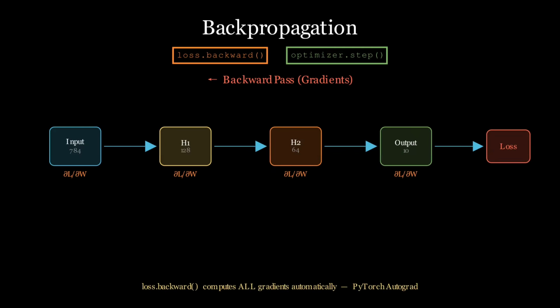Fortunately, we don't have to compute these derivatives manually. PyTorch's autograd engine automatically calculates all gradients for us. Once these gradients are available, we can update the weights and reduce the loss. The next step is using those gradients to improve the model.